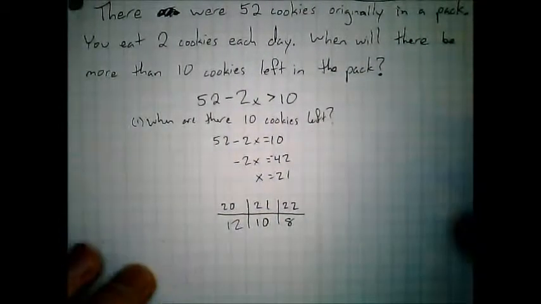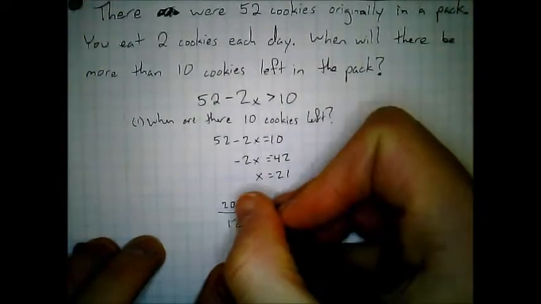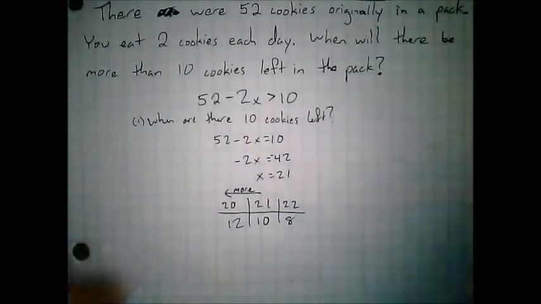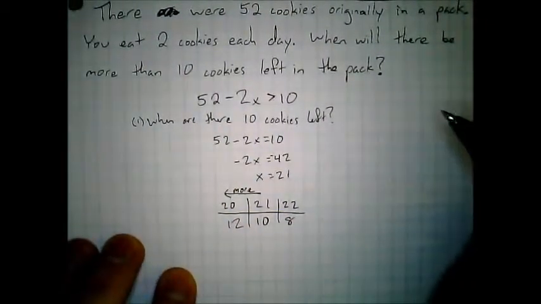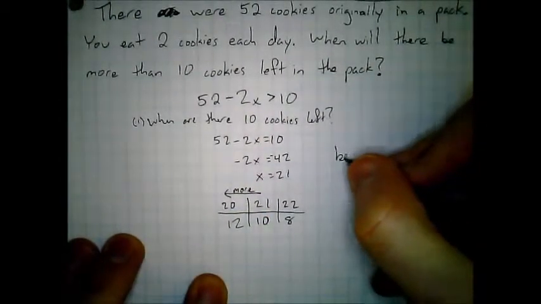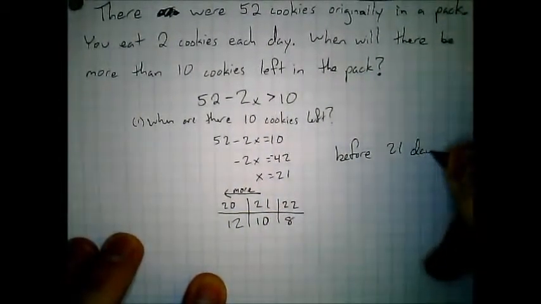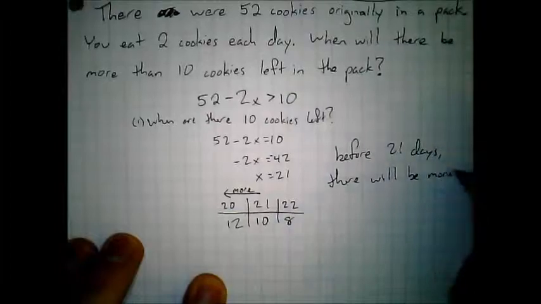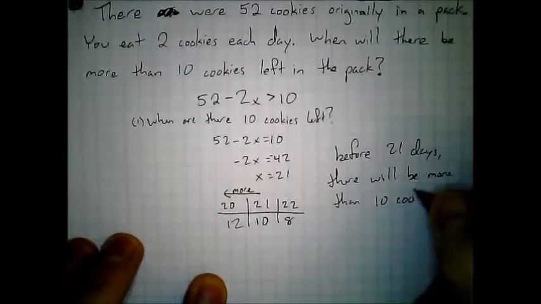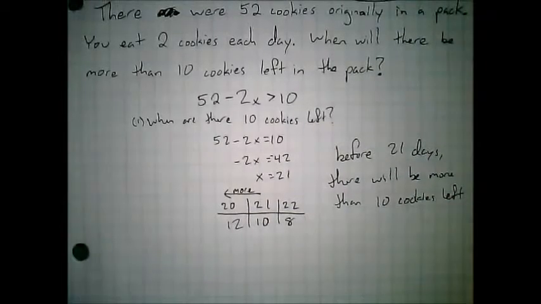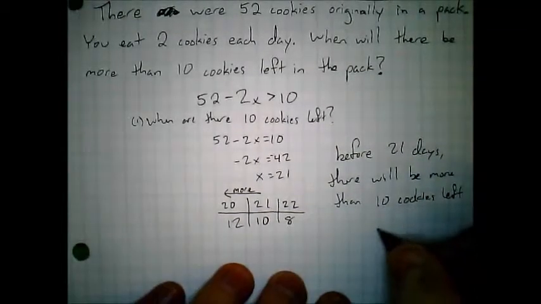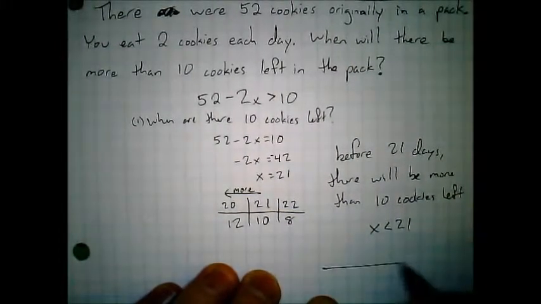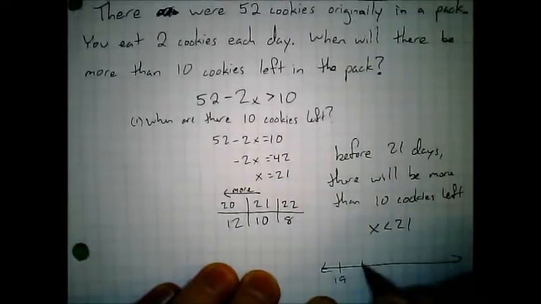When will there be more than 10 cookies? Well, we notice before day 21 is when we have more cookies than we want in our problem. So before 21 days, there will be more than 10 cookies left. And now let's write our inequality. Before 21 days is x is less than 21, because x is the number of days, and we make our number line, and we just center it around the point 21.